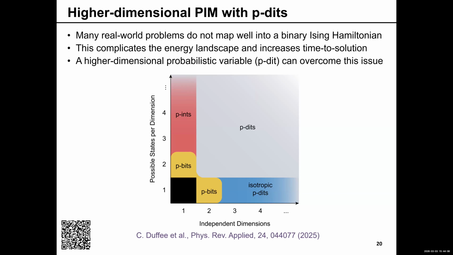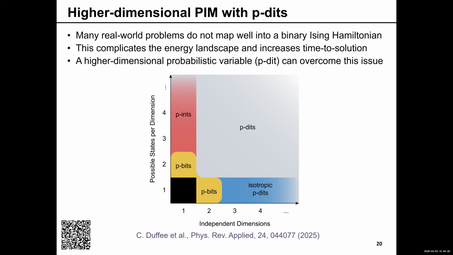Okay, great. So let's continue. Within this landscape of p-bits, you could think of a p-bit as basically a small subset of this. It's essentially either a two-dimensional object with one state per dimension, or a one-dimensional object with two states along that dimension, which are basically equivalent to each other.